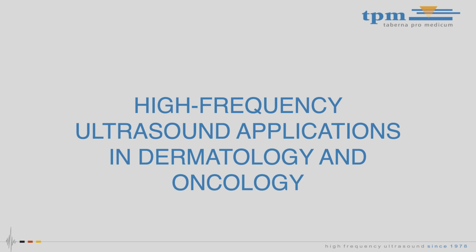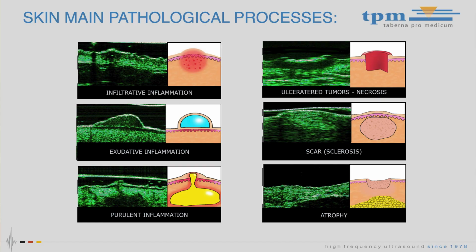Dermatology and skin oncology applications. Different pathologies have specific ultrasound patterns that help to differentiate various skin diseases. So the high-frequency ultrasound is useful for non-invasive skin pathology differentiation that is essential for proper clinical diagnosis, for objective disease severity assessment and adequate treatment choice, and for treatment effects, quantitative monitoring and dynamics.